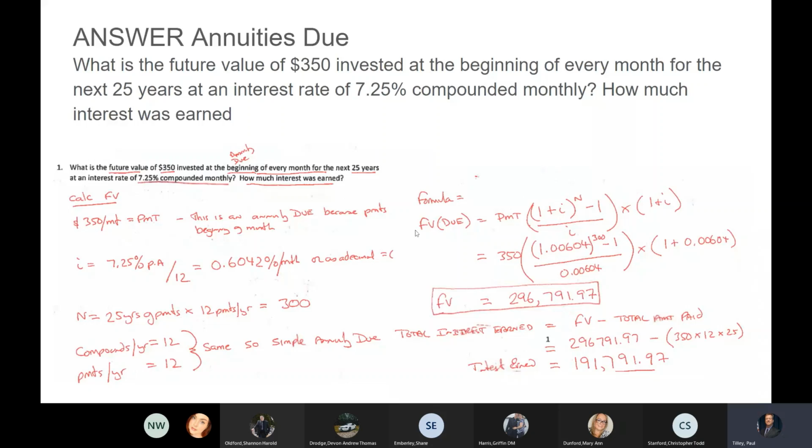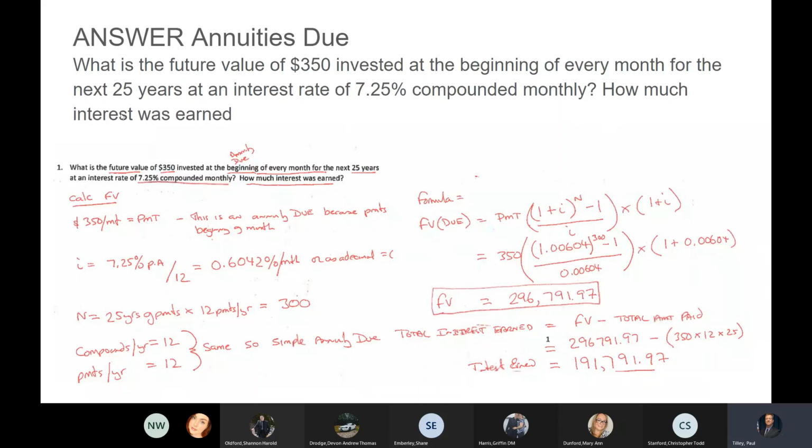So we just plug the numbers into the formula. We got the payment, 350. We got the value of i as 0.00604. We got the n, well, that's 25 by 12, minus 1, over the value of i times the 1 plus i. So we just take all that and do the math on it, and that will come out to $296,791.97.